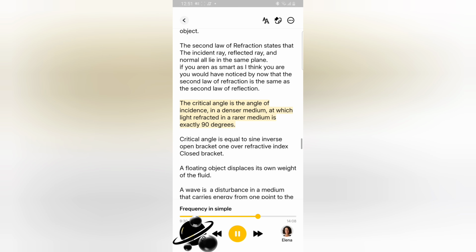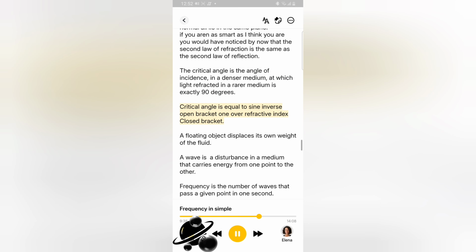The critical angle is the angle of incidence in a denser medium at which light refracted in a rarer medium is exactly 90 degrees. Critical angle is equal to sine inverse of open bracket 1 over refractive index closed bracket.